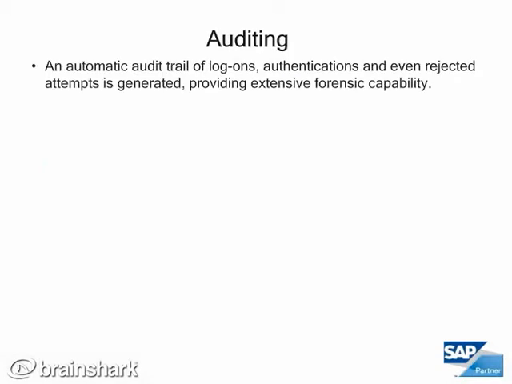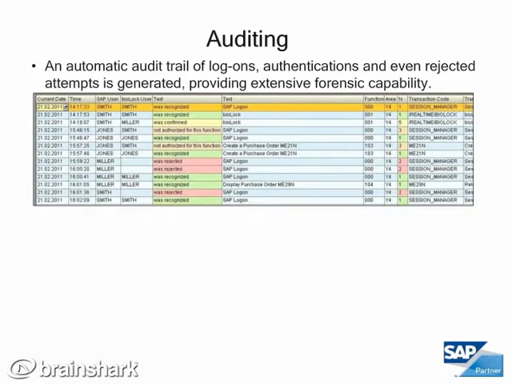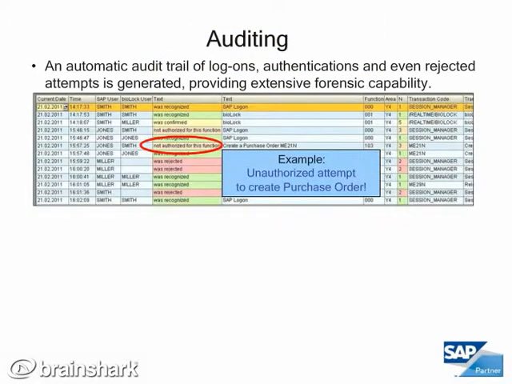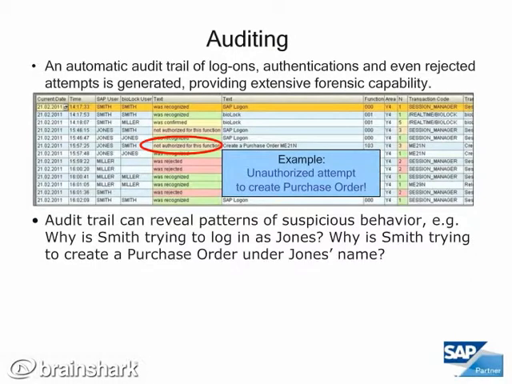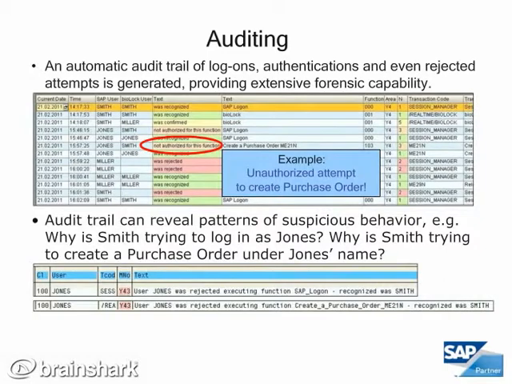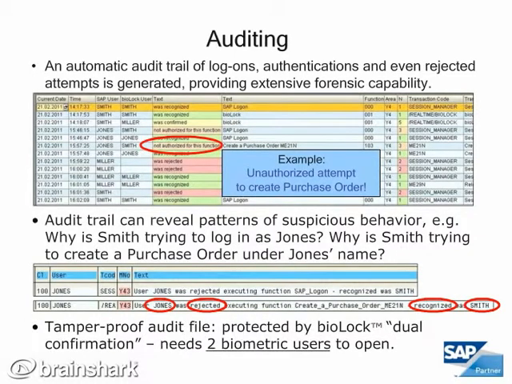Identity management goes hand in hand with robust audit trails. When the BioLock system is first installed, the auditing function is set up to require dual biometric verification so that two authorized users would have to collaborate to tamper with the audit trail. This example shows a suspicious pattern of behavior by a user called Smith, who keeps pretending to be Jones, first attempting to log into SAP and then trying to create a purchase order. Smith probably doesn't even realize that these failed attempts are being tracked.